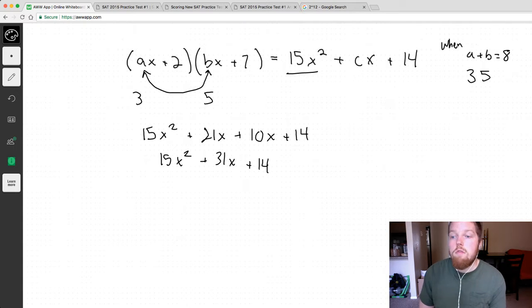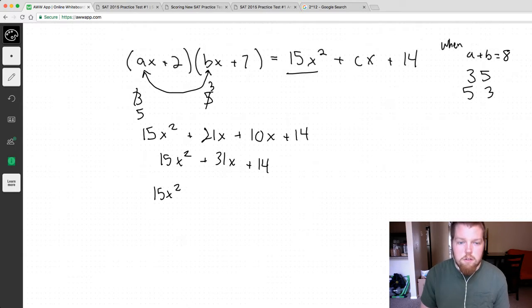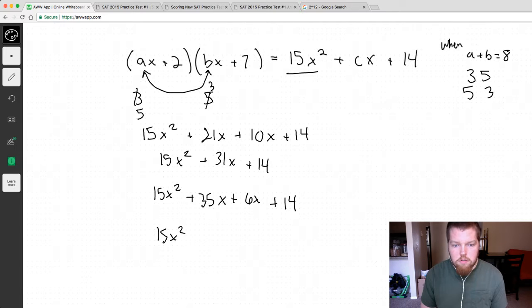Now what if a is 5 and b is 3? Let's multiply the first terms, I'll get 15x squared. Multiply the outers, I'll get 35x. Multiply the inners, I'll get 6x. And multiply the last, and I'll get 14. 15x squared plus 41x plus 14.